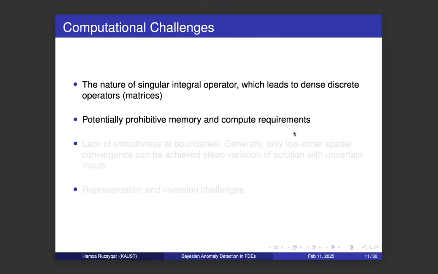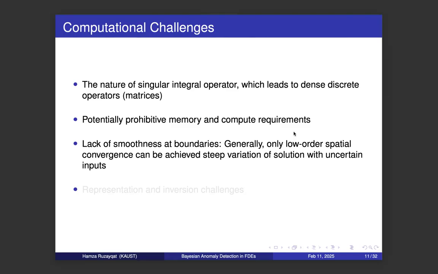And this will, of course, create issues with the memory and also the computing requirements. We also have lack of smoothness at the boundary of the anomaly. So generally, only low-order spatial convergence can be achieved, and the steep variation of solution with uncertain inputs as well. And this, of course, will be an issue in the inversion, so in the Bayesian inverse problem.